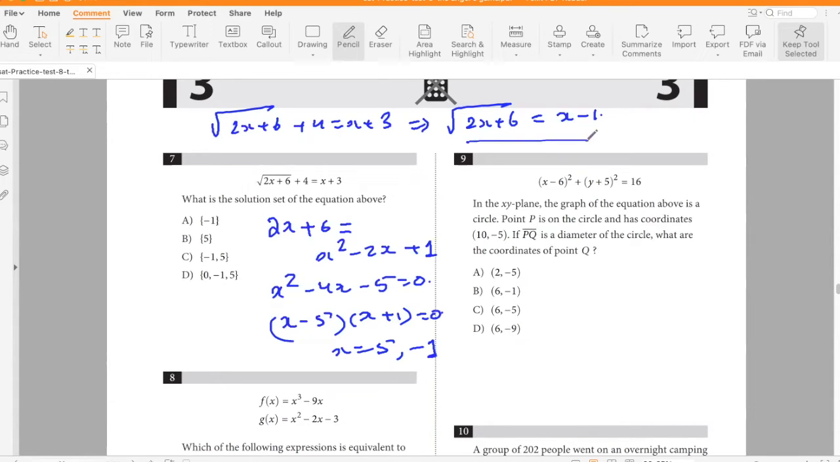So let's verify with x equal to 5 first. So my left-hand side is root 16, which is 4, and my right-hand side is also 4. So x equal to 5 is a solution. And let's verify with x equal to negative 1. My left-hand side is root of 4, which is 2, and my right-hand side is negative 2 minus 1, minus 1. So x equal to negative 1 is not a solution. The only solution is 5.